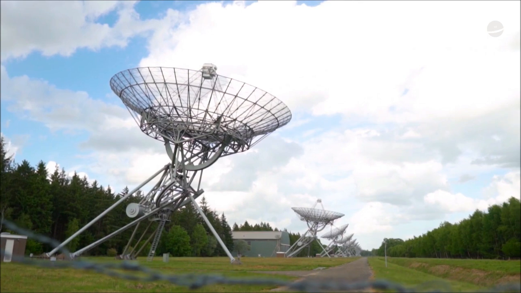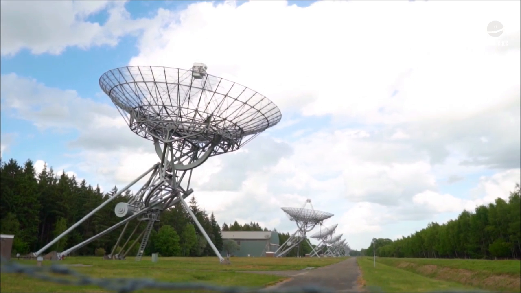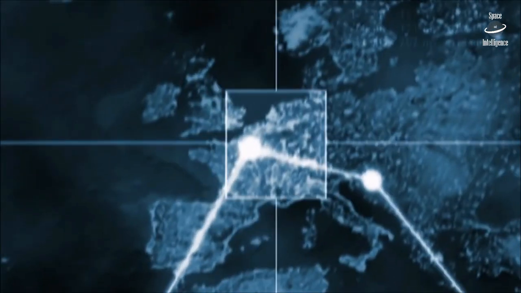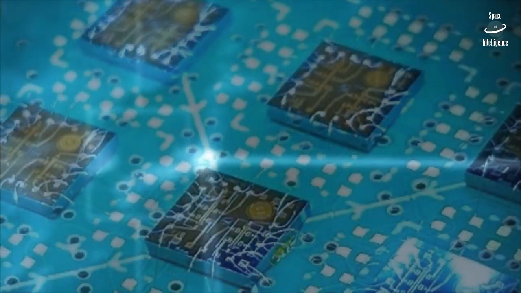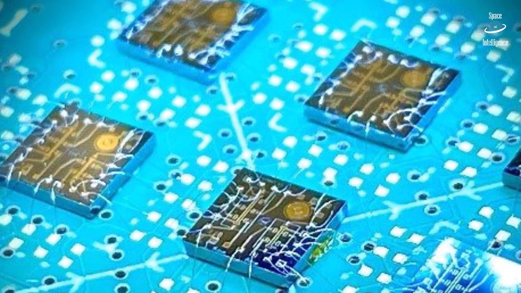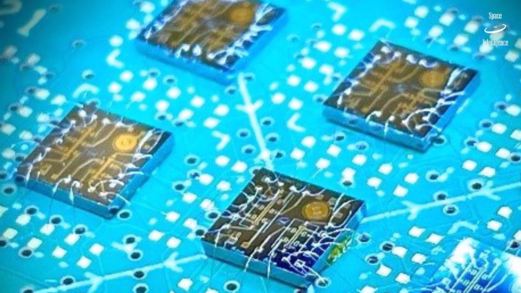So what is this second feature? The second feature of quantum entanglement is that it's inherently private. If I have two qubits and they're completely entangled with each other, then it's physically impossible for any other qubit or actually anything else in the universe to have any share of this entanglement. This means that if I have a qubit that is completely entangled with your qubit, no one else can have a share of the entanglement. Our two entangled qubits form a private connection that no one else can share.